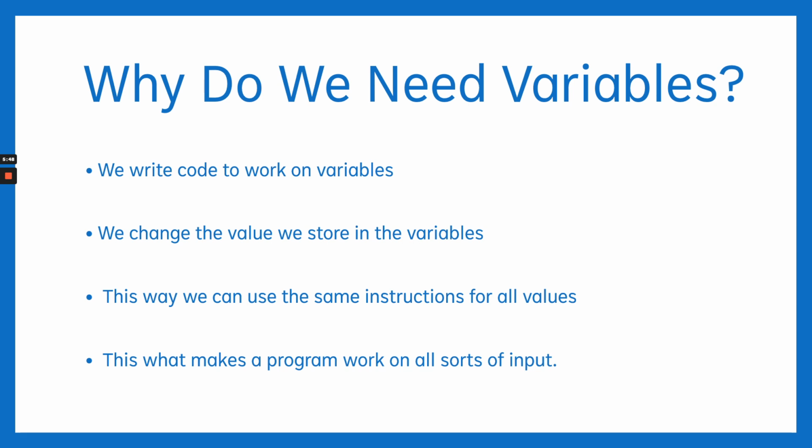Sorry, on different values of input, not types, because the types are going to be numbers again, right? This is what makes a program different from a calculator. Take out your calculator, try to do 17 plus 15. Now try to do 23 plus 15. You'll have to enter that again. Whereas once you write a piece of code to add two numbers, you never need to change or specify those instructions again. All you need to do is change the value stored in variables. That's why we call them variables, because we can keep changing the value stored inside them.